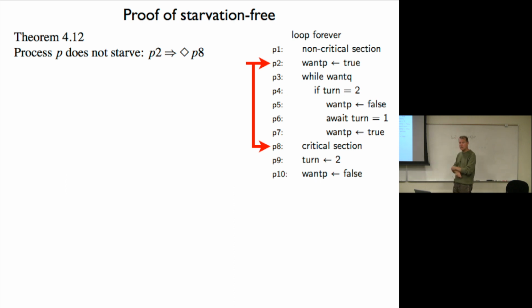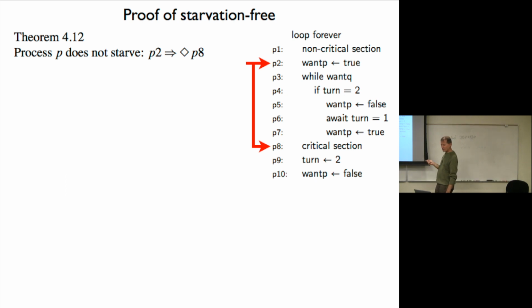Okay, you guys. So what does it mean to be starvation-free? It means P2 does what? To be starvation-free means we can eventually get in, right? So it means P2 implies eventually P8. If we're at P2, we will eventually get in. We will not starve. So does everybody see that? This is what we have to prove to show it's starvation-free. If we're at P2, we'll eventually get to P8. Is everybody good?